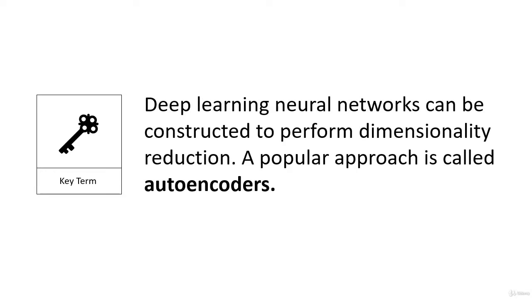Next up are the autoencoder methods. Deep learning models can be constructed to perform dimensionality reduction. A popular approach is called autoencoders. This involves framing a supervised learning problem where a model must reproduce the input correctly. A neural network is then used that seeks to compress the data flow through the bottleneck layer with far fewer dimensions than the original input data.